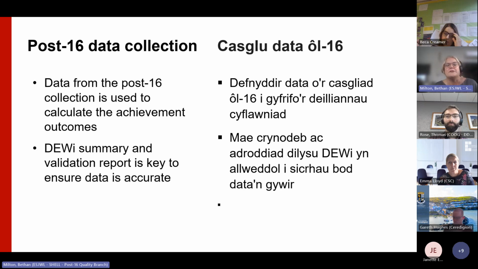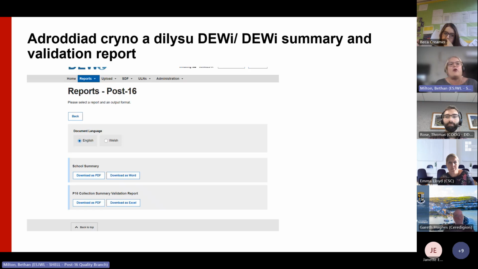It gives you information on the programmes that the learners are following, and that sort of information. So the DEWI summary and validation report can be accessed from the DEWI system. And as you can see, there's a screenshot there that shows exactly where you can download that report. I understand that you can only download it once you've submitted the data to your local authority. So then you can go back to them and say, yes, we've got 27 learners in year 13, and those are reflected in the data that's been submitted. So it gives you a quick snapshot and an ability to validate the data that you've submitted to us.